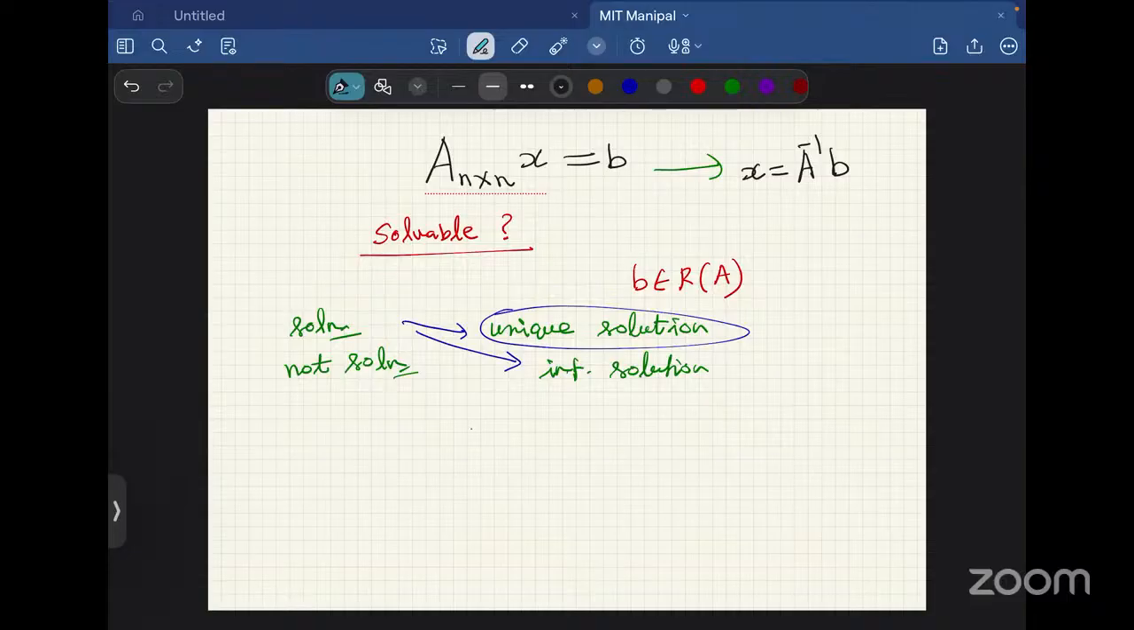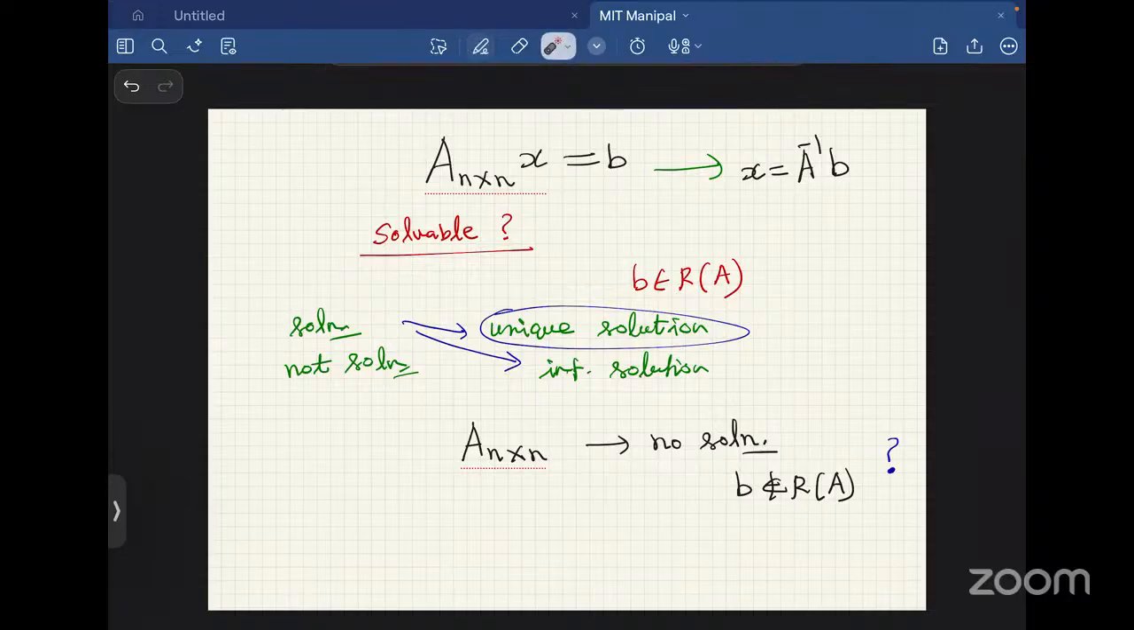But most of the time it may not happen. Even though A is a square matrix, sometimes it has no solution. No solution means that b is not a member of the range space of A. The columns of A may not span the entire space, therefore b may not lie in the range space of A. The range space is nothing but the space generated by the columns of A. If there is no solution, we cannot say solution, but we can find something which is close to the solution. So we have issues when we have no solution.